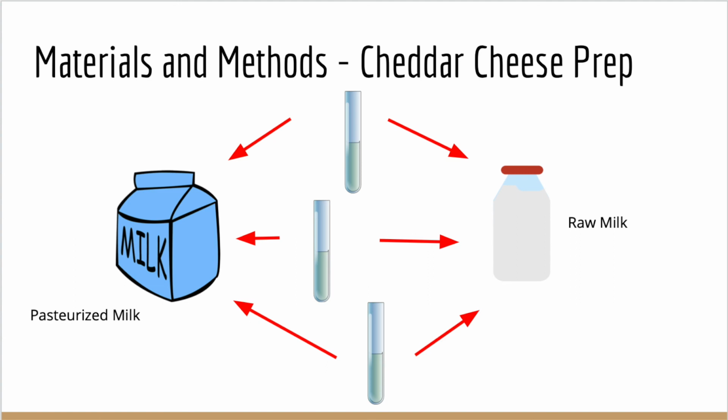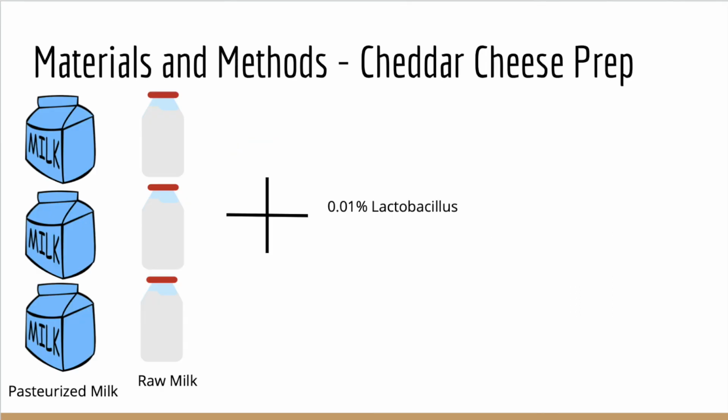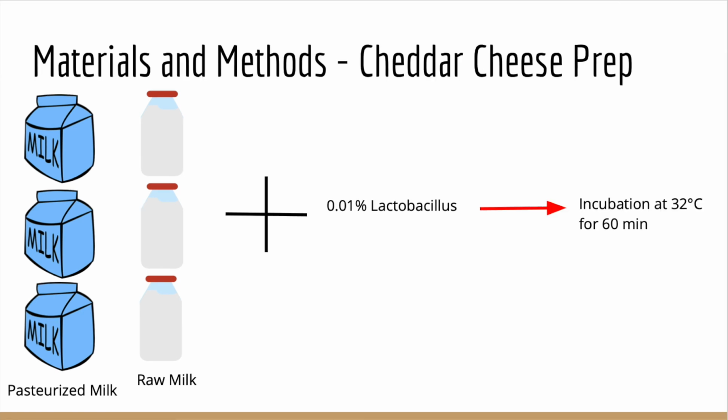Moving along to the cheddar cheese preparation, each of the 3 Listeria inoculum preps from before were put in either pasteurized milk or raw milk, and this made 6 different samples. Then each of the 6 samples were combined with 0.01% lactobacillus, which was the starter culture in this cheese making process, and it was also combined with lactose. Then each of the milk samples were incubated at 32 degrees Celsius for 60 minutes.